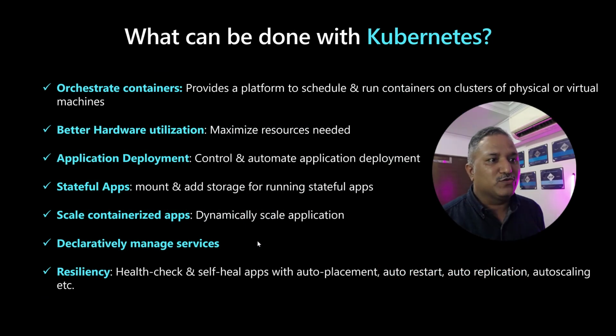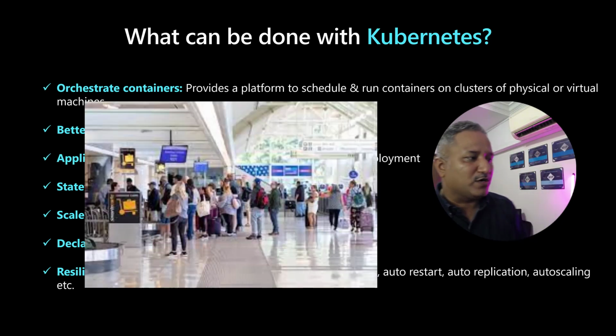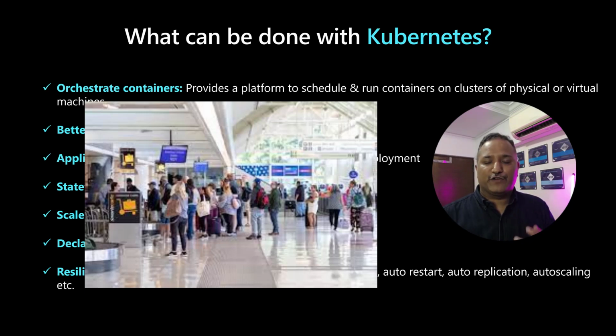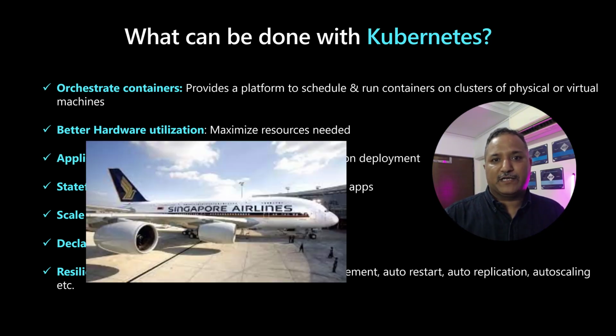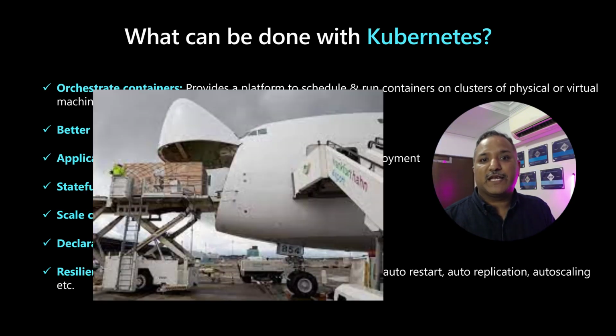What can be done with Kubernetes? When we talk about Kubernetes, I like to use an analogy. Kubernetes can do various things. I like to use the analogy of an airport for managing things. Kubernetes is called the orchestrator for containers. Now, if we look at the way an airport functions, there are various things going on at the airport. It can be running commercial flights, private planes, cargo planes. Somebody has to manage all that.